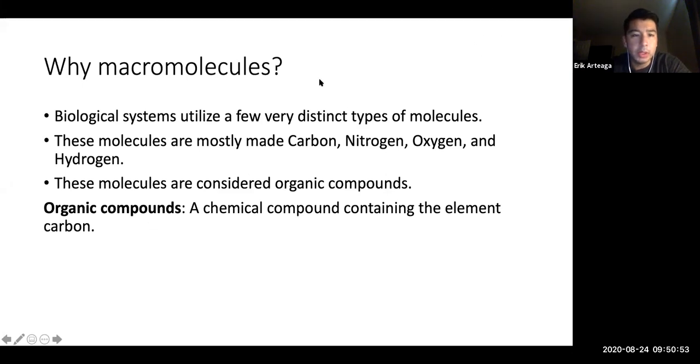All right, so why macromolecules? Biological systems utilize a few very distinct types of molecules. These molecules are mostly made of carbon, nitrogen, oxygen, and hydrogen. We've seen that the majority of your body weight is made up of these elements. These molecules are considered organic compounds. Organic compounds typically refer to compounds that have a base structure of carbon. So we call it carbon-based life or organic compounds.